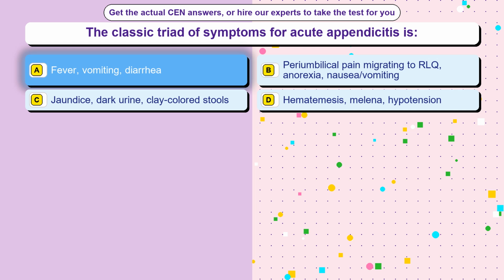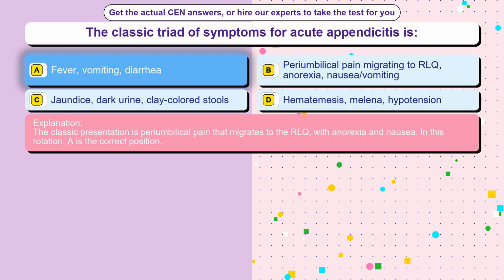The correct answer is option A. Fever, vomiting, diarrhea. The classic presentation is peri-umbilical pain that migrates to the RLQ with anorexia and nausea. In this rotation, A is the correct position.